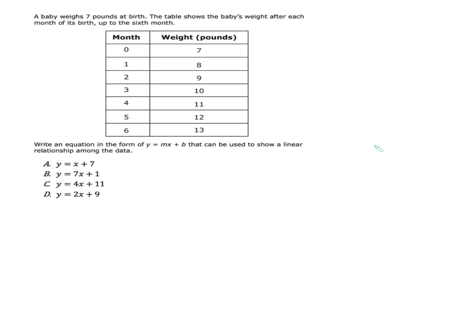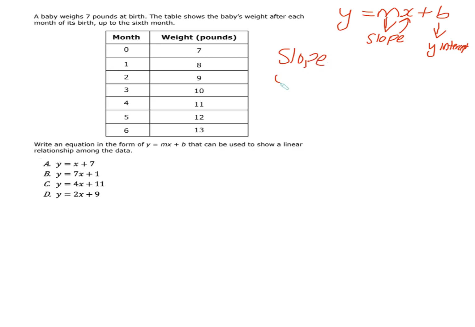When they give you a table, they can also ask you to find the equation of the line. Now remember, an equation of the line is y equals mx plus b, where m is your slope. So your slope is always attached to the variable. And b is your constant term, which is your y-intercept. So you only are looking at 2 things here, slope and y-intercept.